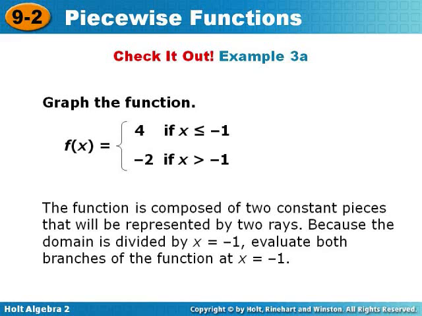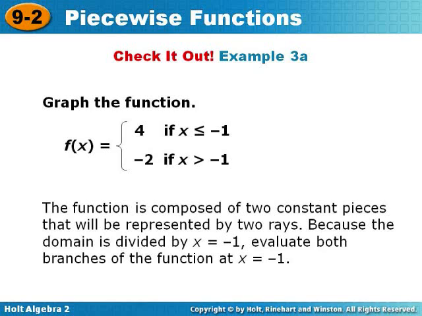Here's Check It Out, example 3A, which is another one for your notes page. Notice that f of x equals 4 and f of x equals negative 2. That should indicate to you that this is a step function. That means that the lines will be flat, not curved. They're not parabolas, they're not y equals mx plus b. It's just 4 and negative 2.